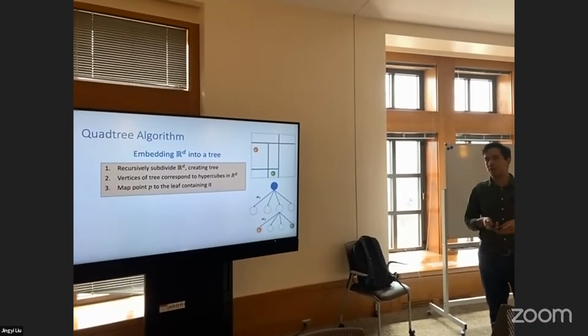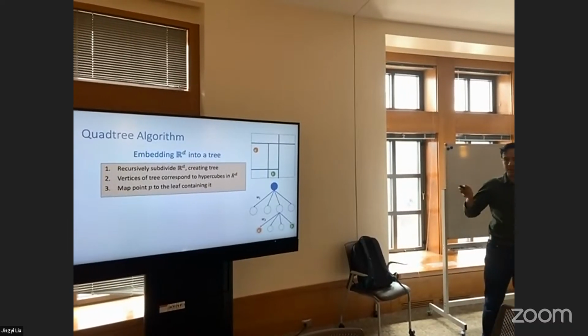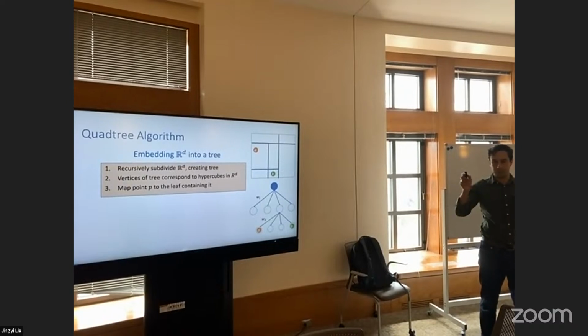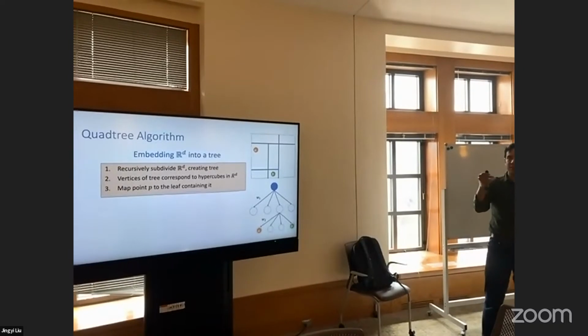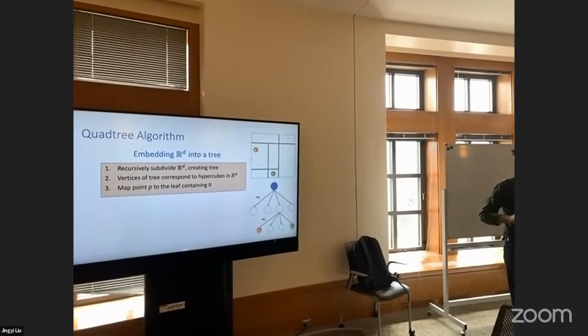Well, you can do it at one. Like on the next slide, it'll be more formal. But it's going to be like a random hypergrid. You take a hypergrid, and then you randomly shift it. And then you do that recursively for smaller hypergrids. And that's the full embedding.